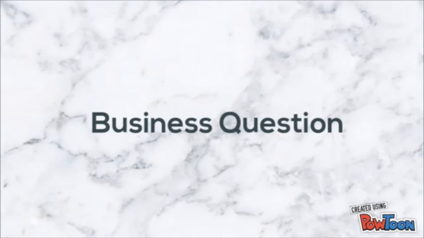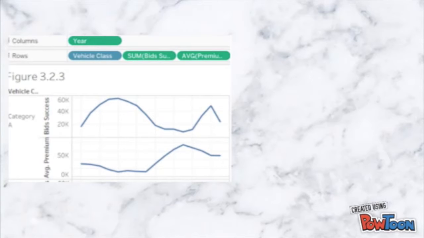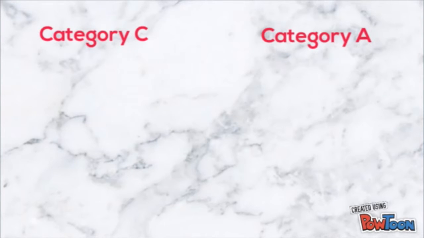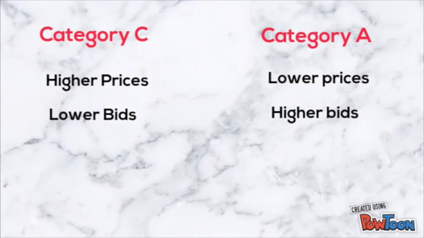One business question that our team came up with is, what is a possible reason for the highest and lowest bid for the category? Among all the highest bids for each category, Category A has the highest bid success while Category C has the lowest bid success. One possible reason would be the higher prices of Category C has led to lower bids received and lower bid successes. Meanwhile, the lower prices of Category A has resulted in higher bids received and higher bid successes. Another reason would be depending on the quota.